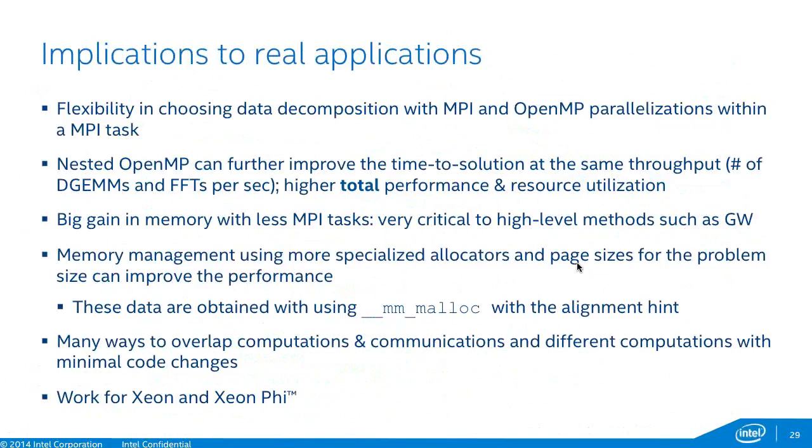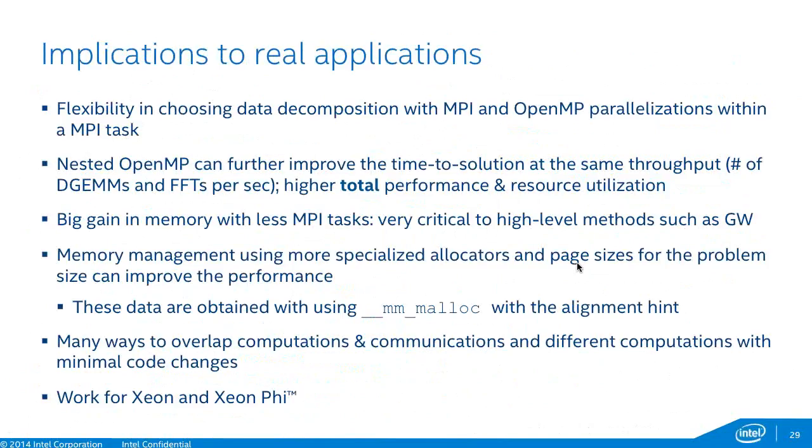And nested OpenMP, as you saw, gives you a better time to solution. And we didn't do anything special to do that, because we just took advantage of the good libraries that are available to us. And we can get higher total performance and also better resource utilization. And definitely a big gain in memory with fewer MPI tasks, which is not important in this example because we are just using one node and the memory footprint is the same. But it will be quite critical in many other methods where these codes are going to be used, such as GW.